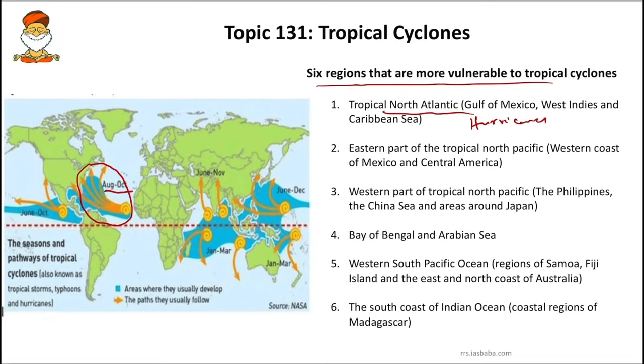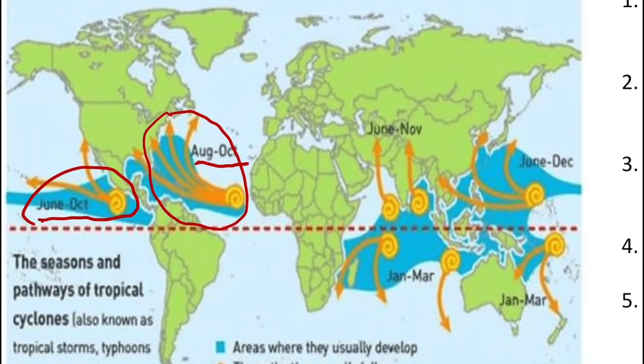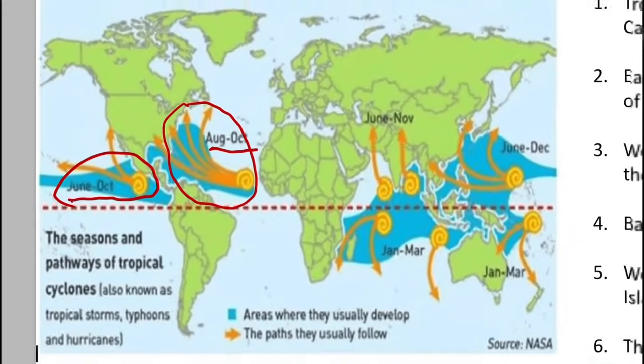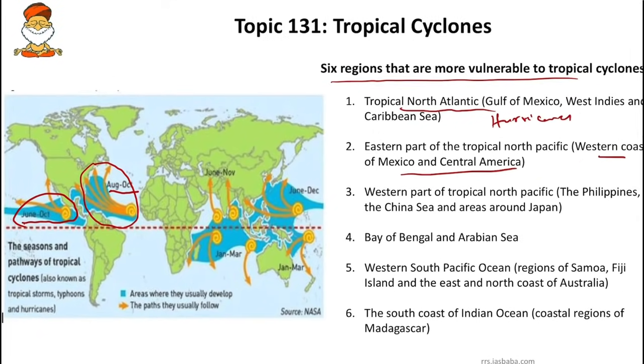Next one is the eastern part of the tropical North Pacific, that is the western coast of Mexico and Central America. As you can see in this area, cyclones are generally observed during June to October. The major factors are the northward shifting of ITCZ, the intertropical convergence zone, and the low pressure formed in this region. That's the reason for the formation of tropical cyclones, and also the Coriolis force.